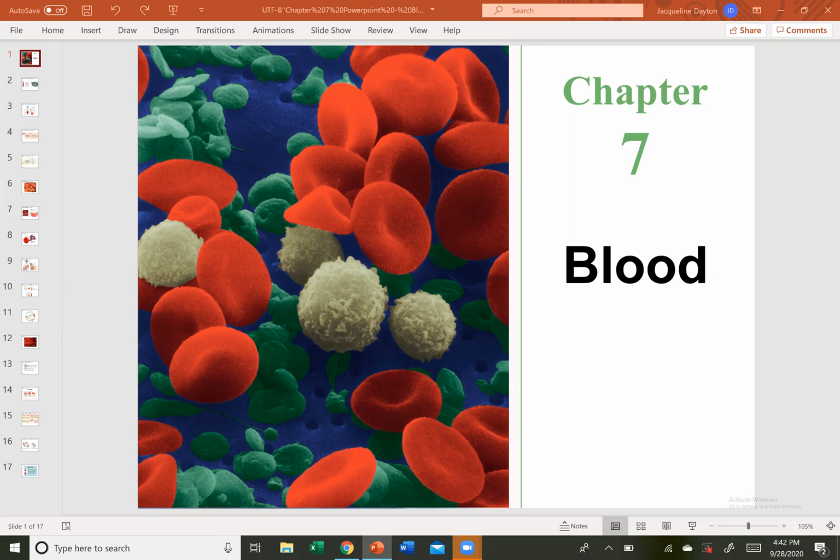So please follow along in your lecture notes as well as your slideshow so that you can make your own notes on your slides. And we're going to be beginning on Roman numeral number 1, composition and functions of blood.